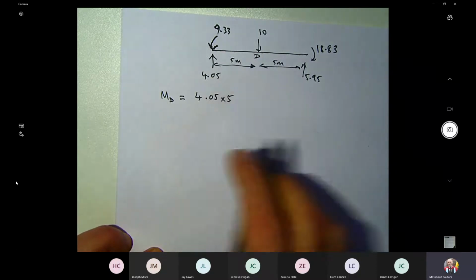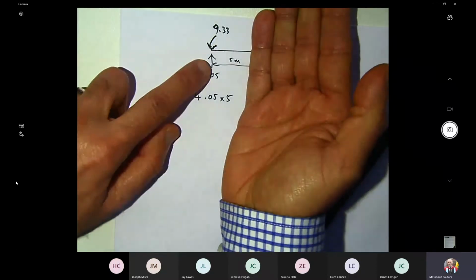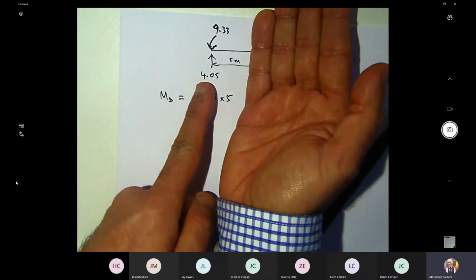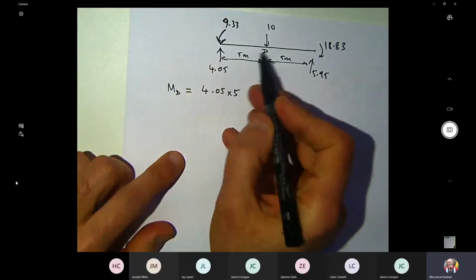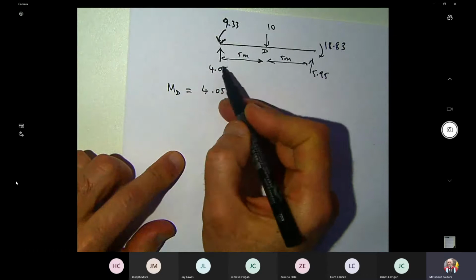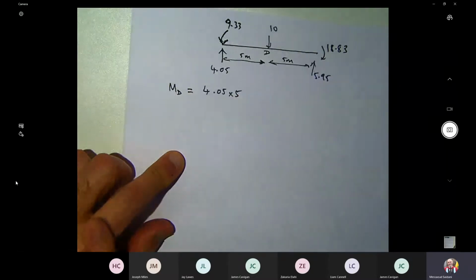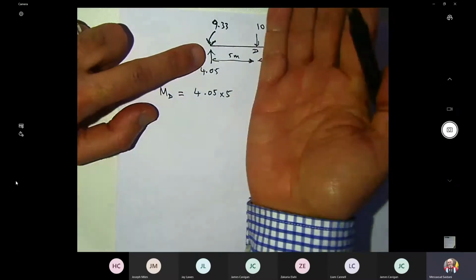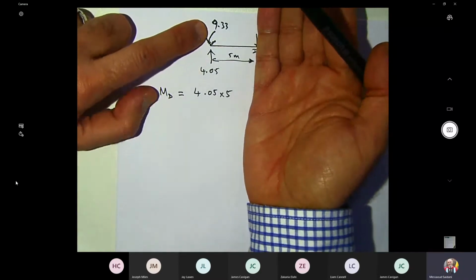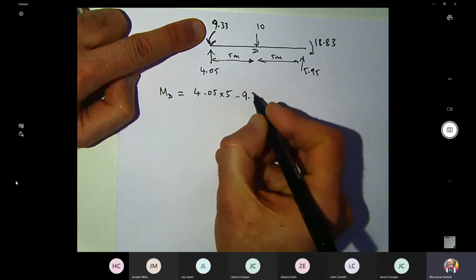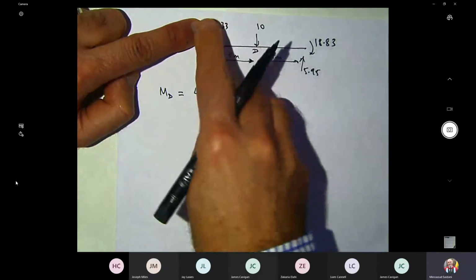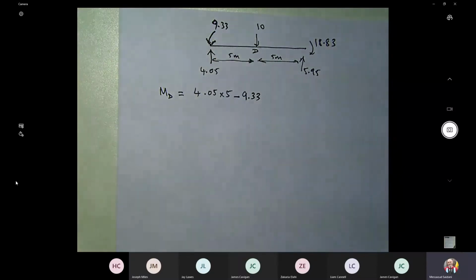So we have 4.05 times 5, and this moment is going in this way here. So we have the reaction about D, which gives a moment of 4.05 times 5. Then we also have this moment. What's the sign of this moment? Yeah, negative. So we have 9.33. It's going down like this. So we have 9.33, and that's the moment at D.